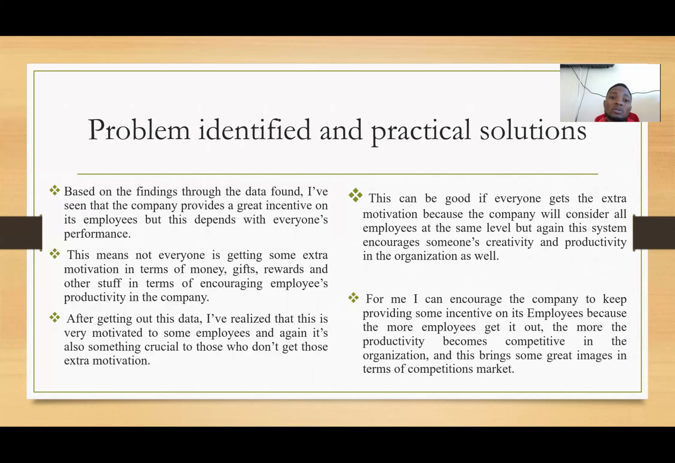Let me talk about the problems identified and practical solutions. You can see, based on the findings through the data found, I've seen that the company provides great incentives to its employees, but this depends on everyone's performance.